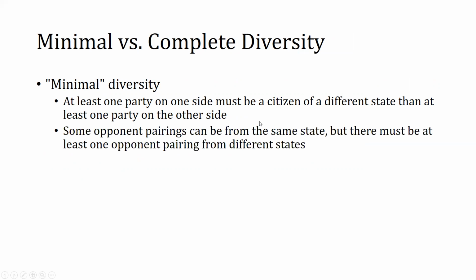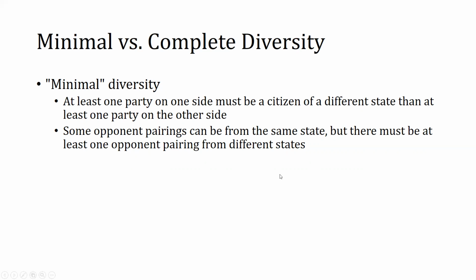That means some opponent pairings, Alice versus Brian on the one hand, or Alice versus Catherine on the other, can be from the same state, but there must be at least one opponent pairing where the opponents are from different states. As long as that is satisfied, then minimal diversity exists. That's one way to think about what diversity of citizenship actually means.